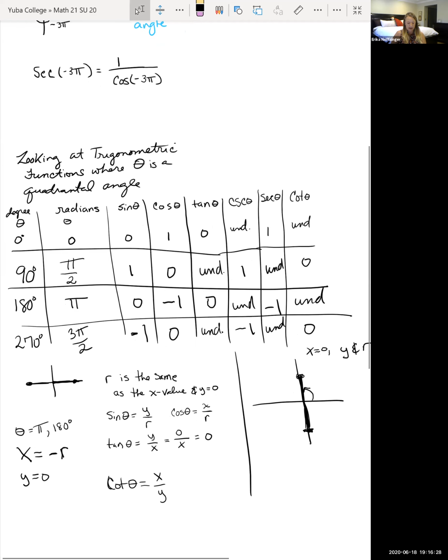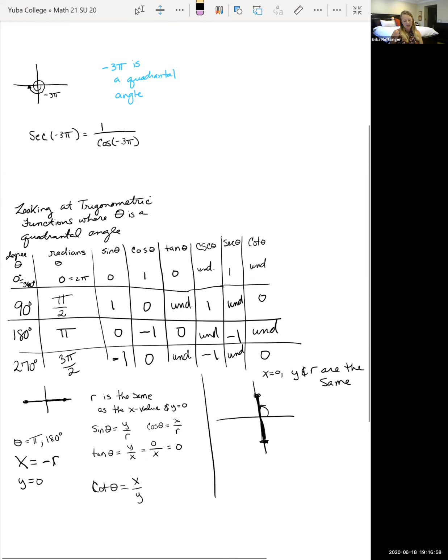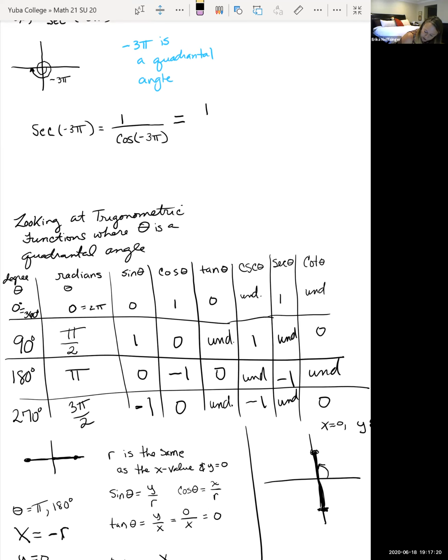We know by the cofunctions that adding 360 degrees, or any multiple of 360 degrees, would give us the same results. So 0 degrees is the same thing as 360 degrees, which is the same thing as 2 pi. Knowing that, secant at 180 degrees is negative 1. This is the same thing as 1 over cosine of pi, which is 1 over negative 1, which is negative 1.